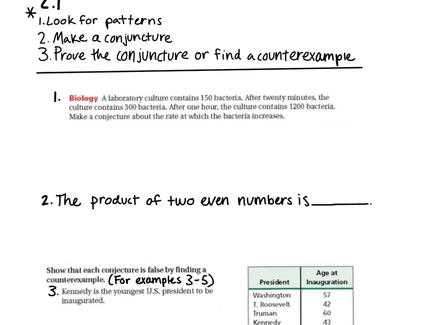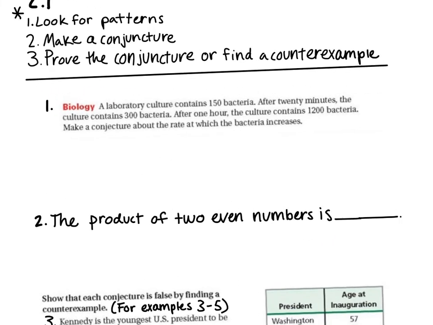Let's look at number 1. A laboratory culture contains 150 bacteria. After 20 minutes, the culture contains 300 bacteria. After 1 hour, the culture contains 1,200 bacteria. Make a conjecture about the rate at which the bacteria increases.